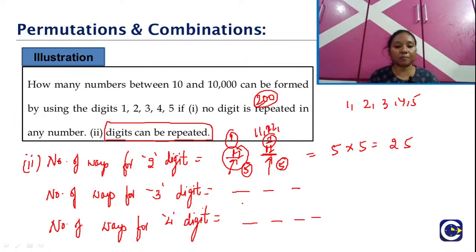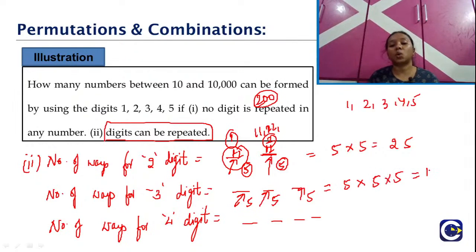Similarly for a three-digit number, here 5 chances, as repetition is allowed, 5 and 5. So all these three experiments have to be performed simultaneously. So multiplication principle of counting. So 5 into 5 into 5, 125.